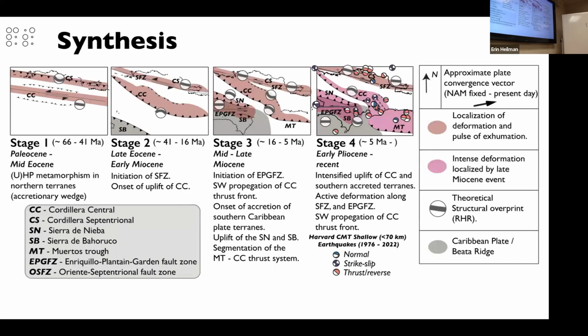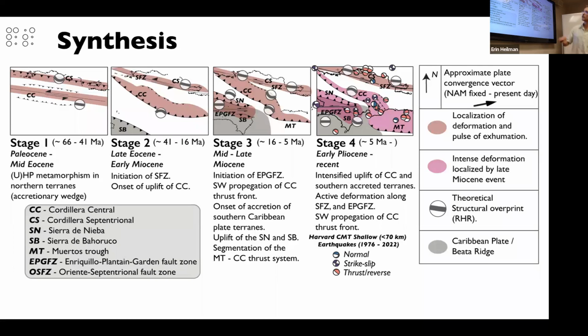So bringing this into a more graphical synthesis, we can think about how the island was constructed in the Cenozoic from each piece of information. And so this diagram has been informed by all of those pieces of data that we added to the study.